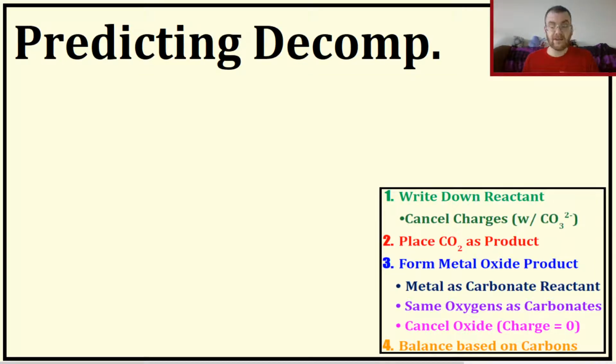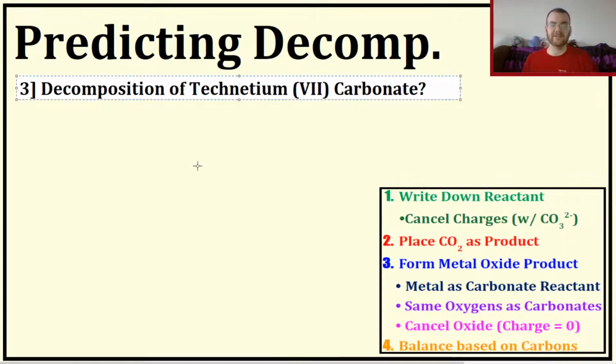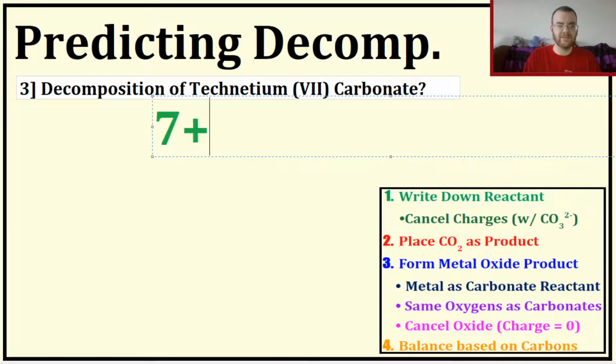You're now going to see our third and final decomposition. This decomposition is a decomposition of technetium 7 carbonate. So we're getting ourselves a very highly charged compound to work with. Now, when we're dealing with charges here, we're dealing with the fact that technetium has a 7+ charge, and carbonate has a 2 negative charge.